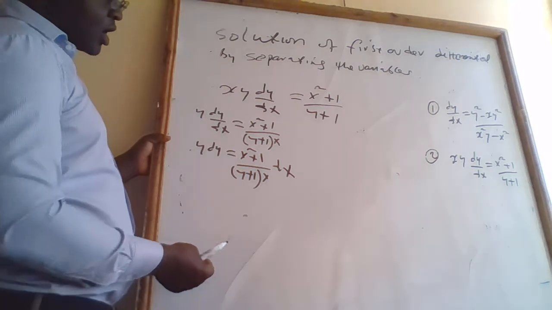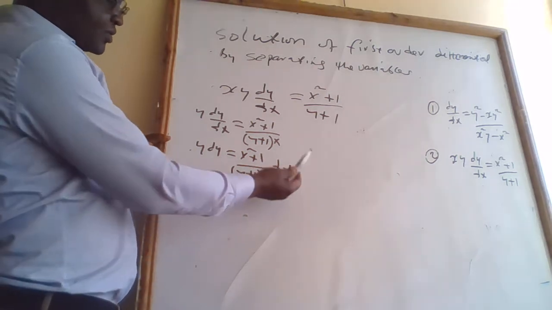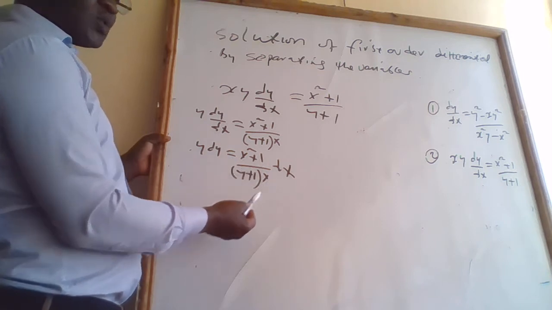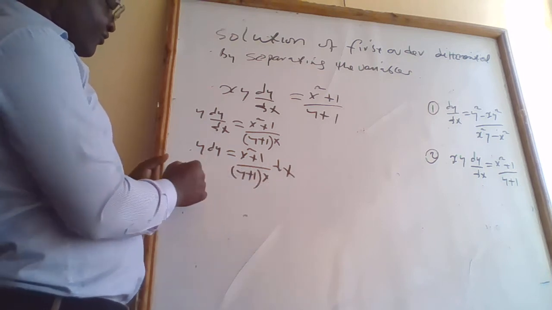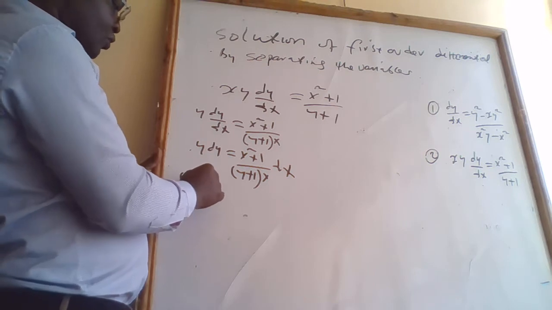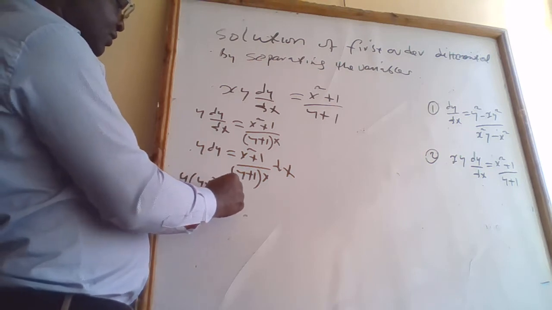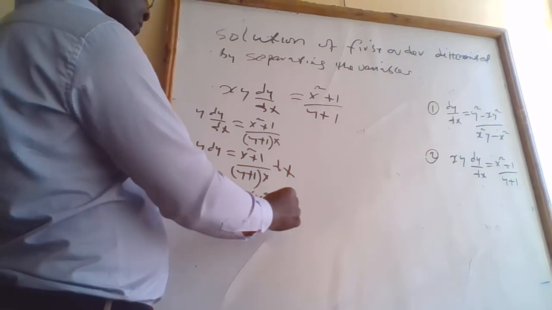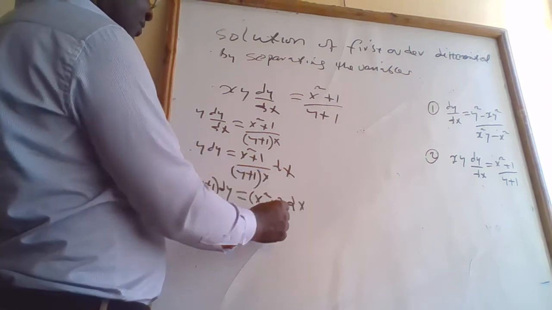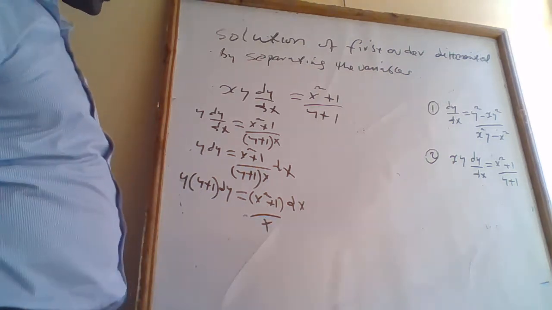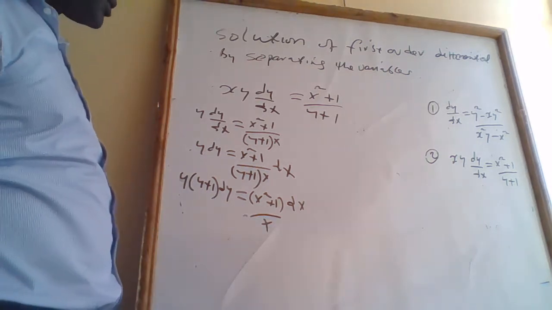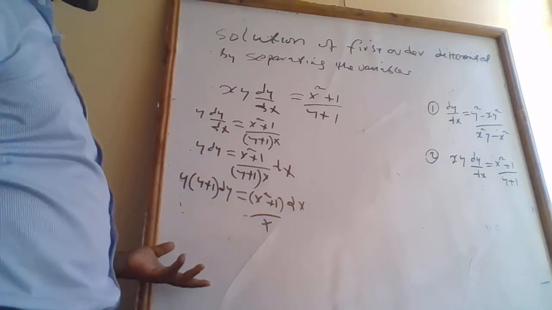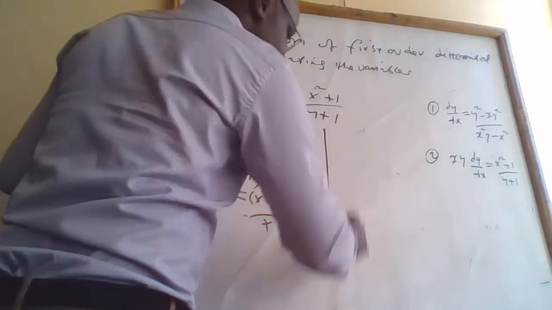So how do I get rid of y plus 1 on this side? I multiply both sides by y plus 1. If I do that, then I have y into (y plus 1) dy equals (x squared plus 1) dx, but remember we have over x. At that point you have separated the variables, x on the other side, y on this side. So at this point, you can now integrate the given expression.